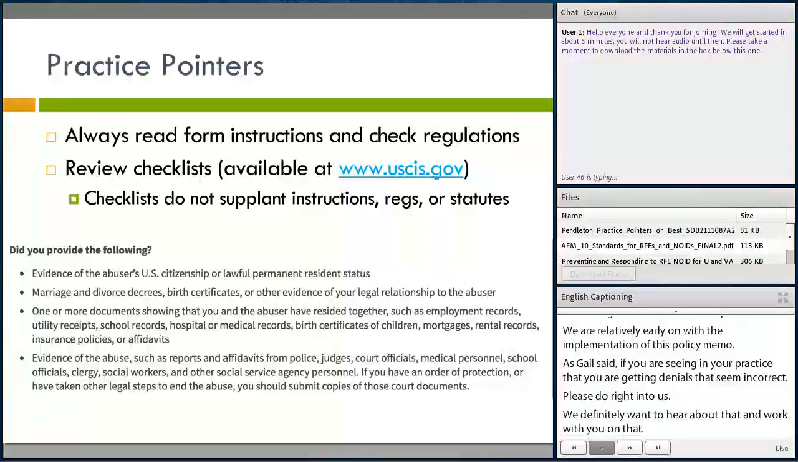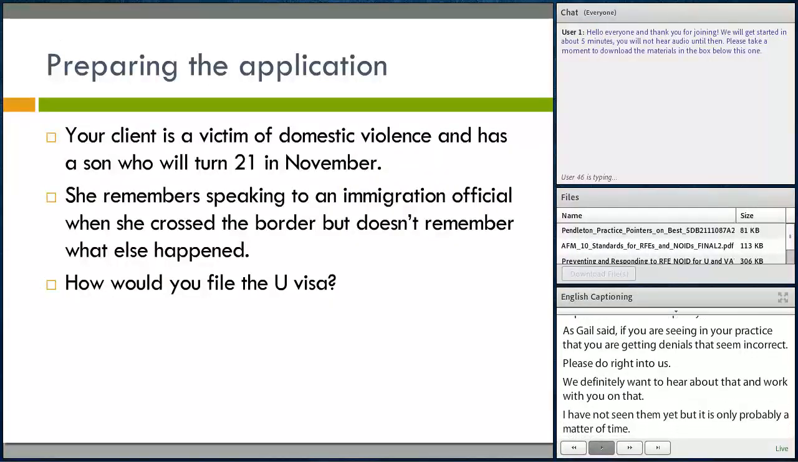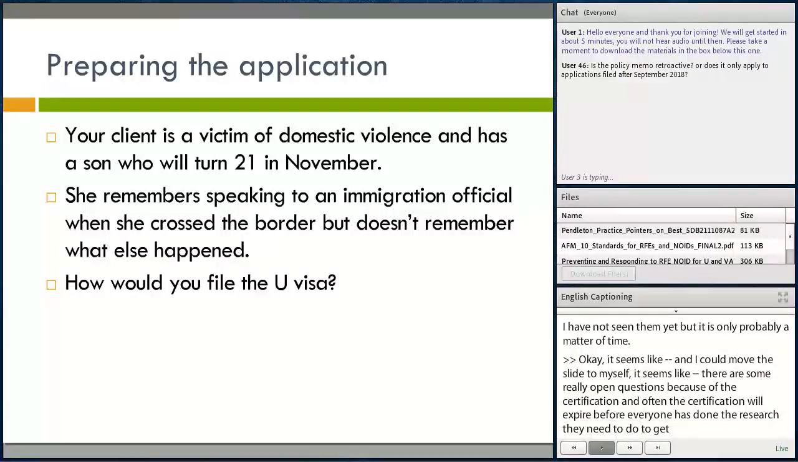Right. Okay. Yeah, because it seems like there are some really big open questions, right, because of the certification, and often the certification will expire before people have done all the research they need to do a full I-192. And I would argue that you shouldn't have to do a full I-192 to survive this scrutiny, but we don't know yet if that's going to be true, right?